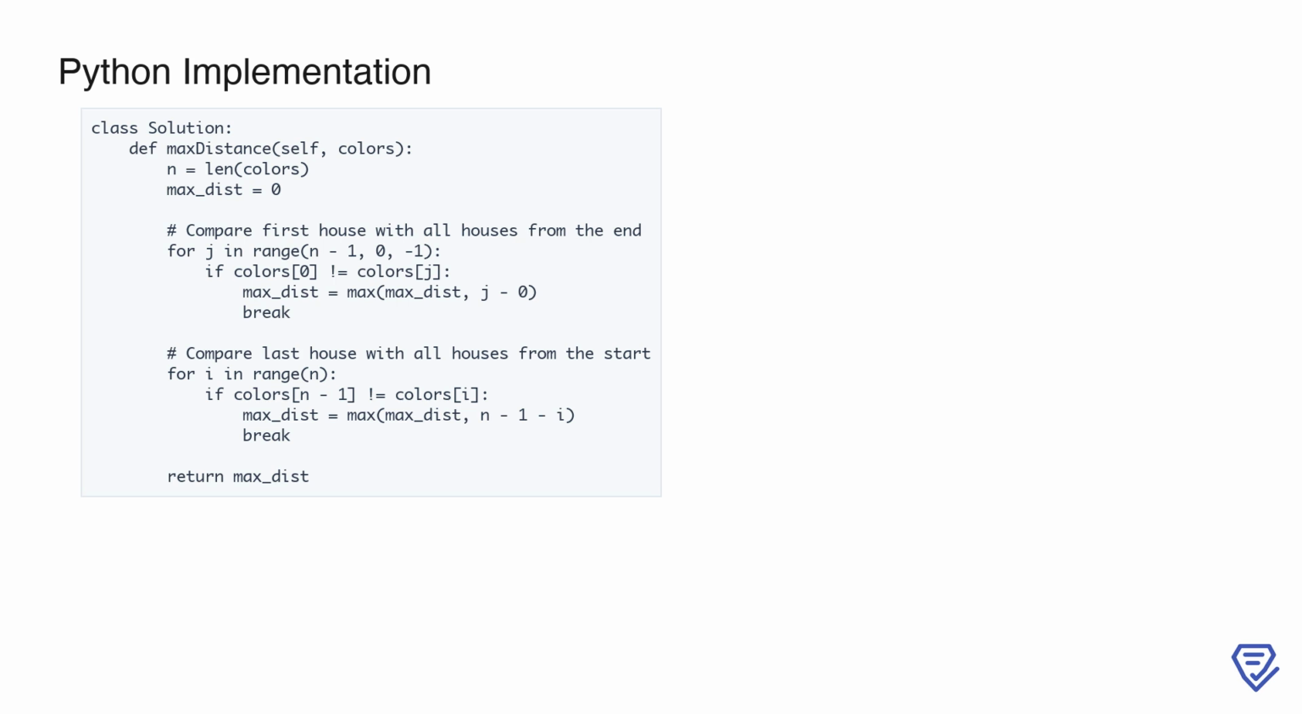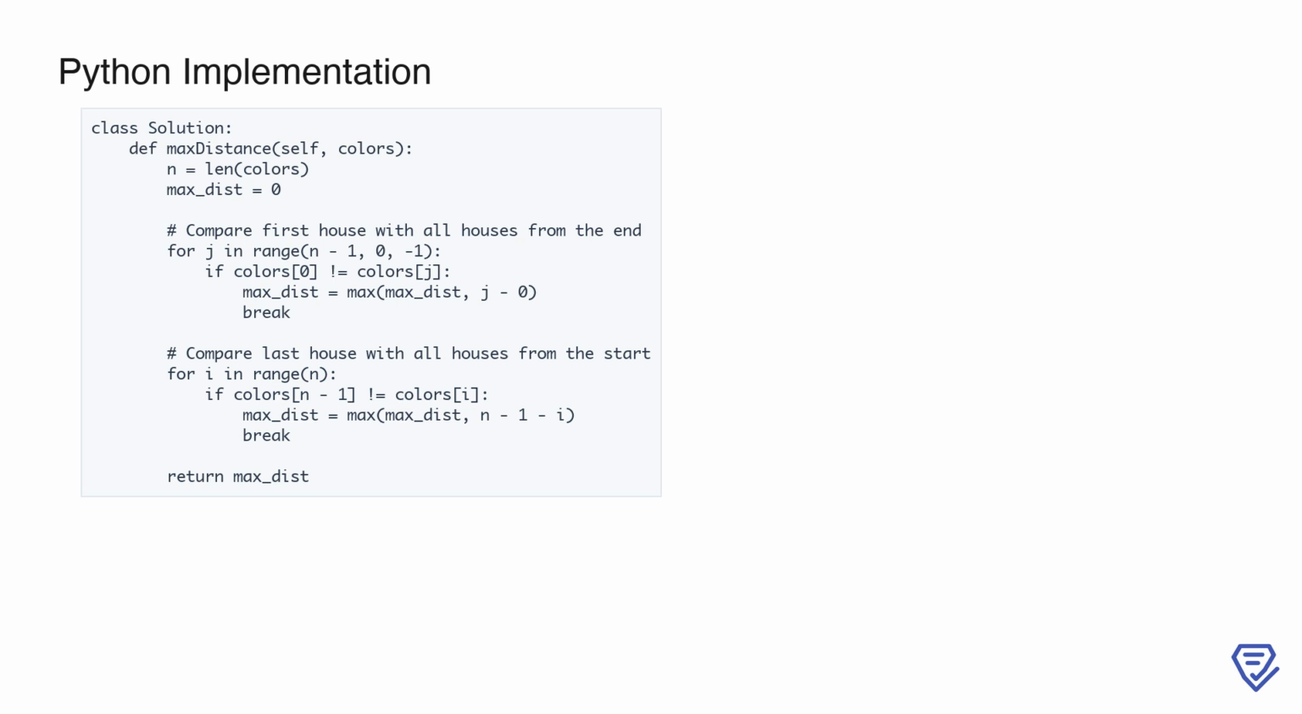2. First loop. We iterate backward from the last house to the first house, comparing every house's color with the color of the first house, colors[0]. If a house with a different color is found, we calculate the distance j - 0 and update max_dist if this distance is larger than the current value.